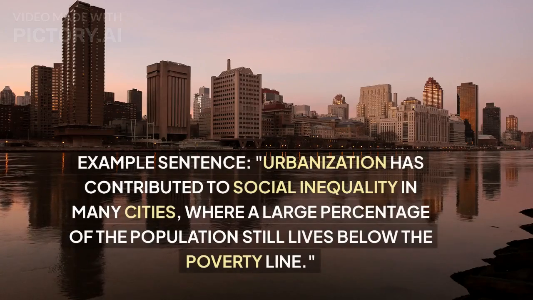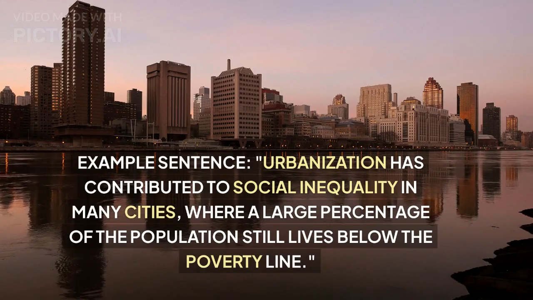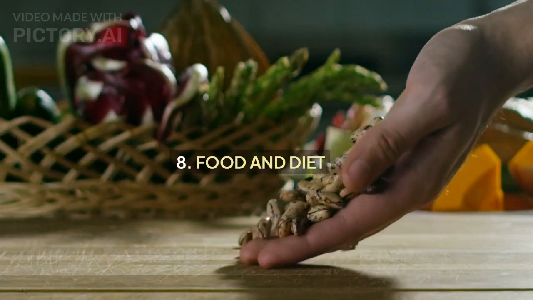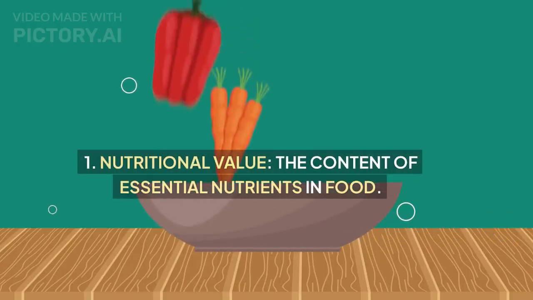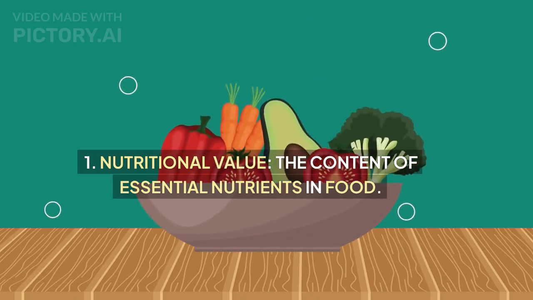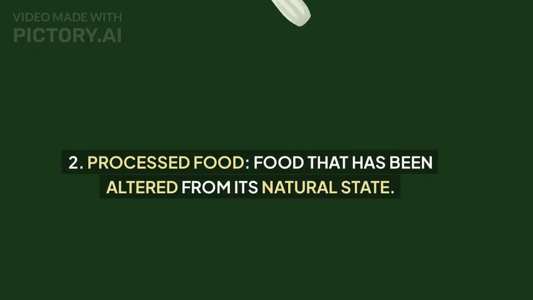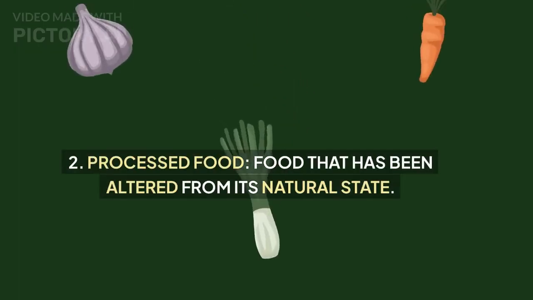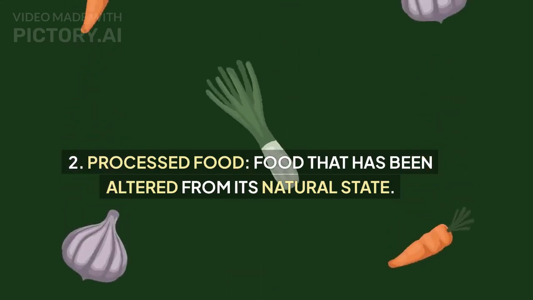Example sentence. Urbanization has contributed to social inequality in many cities, where a large percentage of the population still lives below the poverty line. 8. Food and diet. 1. Nutritional value. The content of essential nutrients in food. 2. Processed food. Food that has been altered from its natural state.